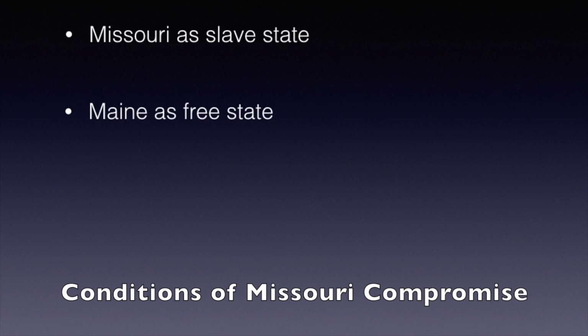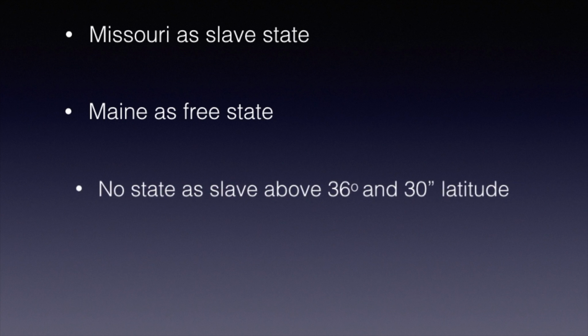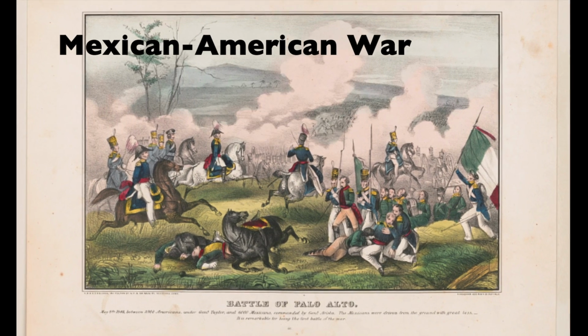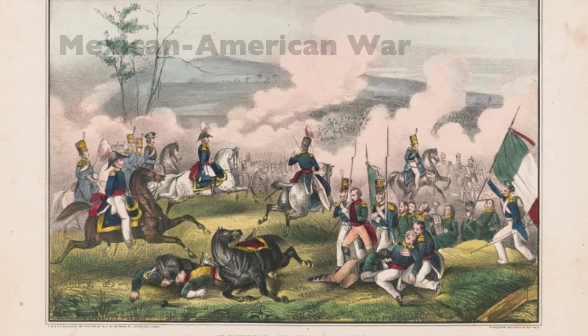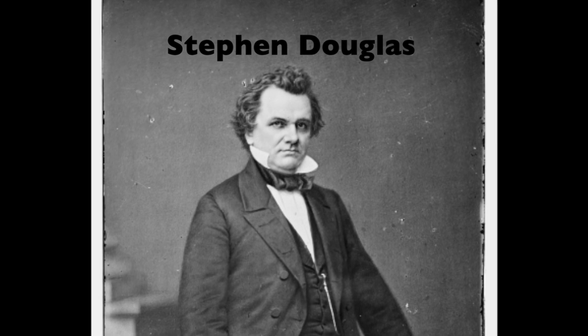But the compromise also proclaimed that no state could enter the Union as a slave state north of the 36° 30' latitude. This compromise would not last long. After the Mexican-American War, the United States had gained new territories that wanted to become states. Senator Stephen Douglas pushed through Congress a new bill called the Compromise of 1850.